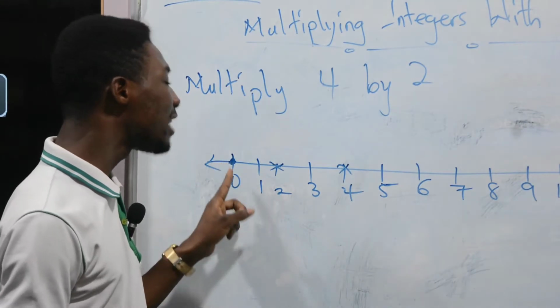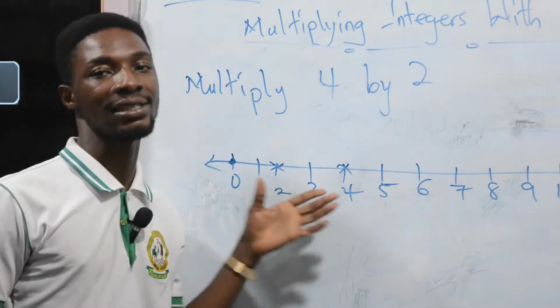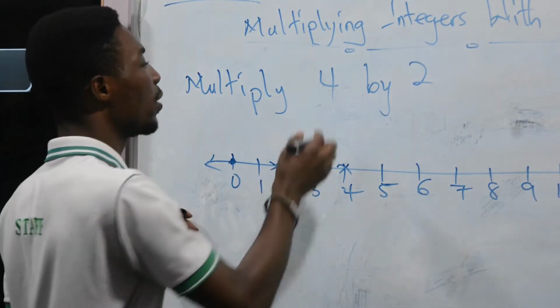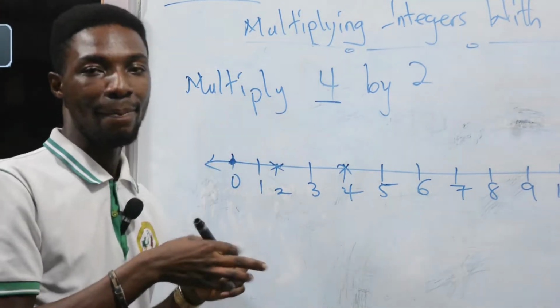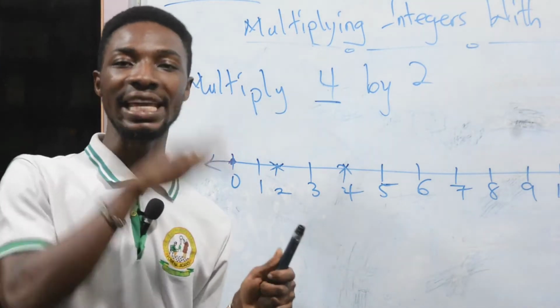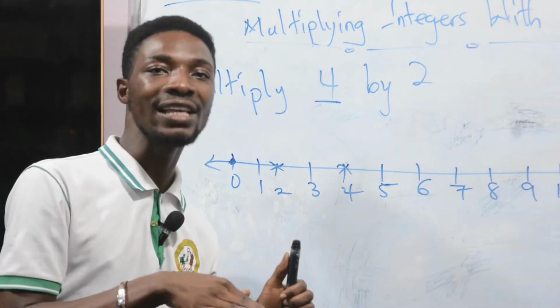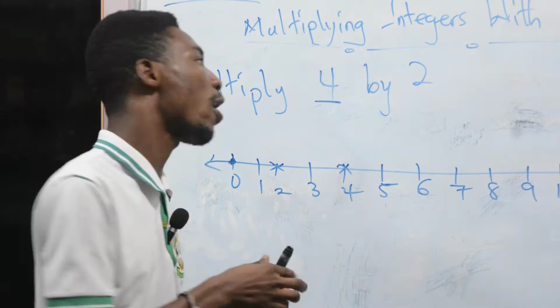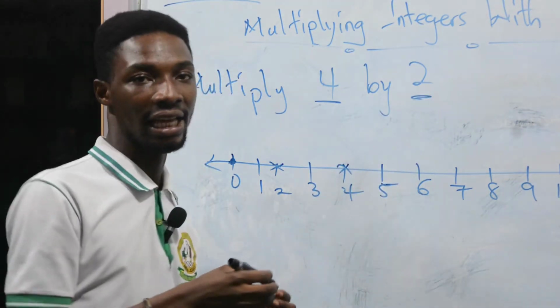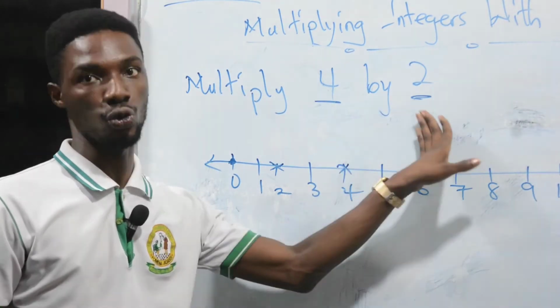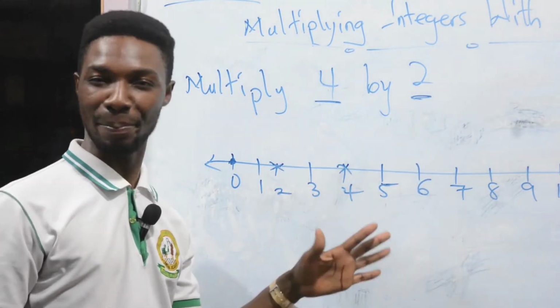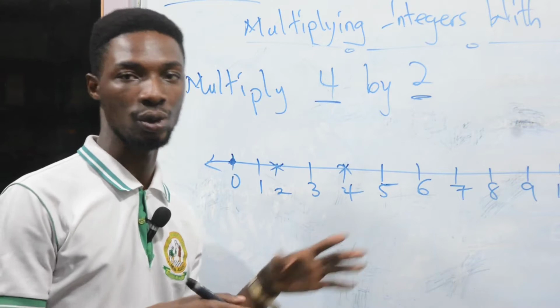We are going to jump the number of times of the first number. Okay, so the first number is 4. So I'm going to jump 4 times. But I'm going to jump within some interval. And the interval is going to be the number of times of the second number. Okay, I'm going to jump 4 times in intervals of 2. What do I mean by jumping 4 times in intervals of 2? This is what I mean.